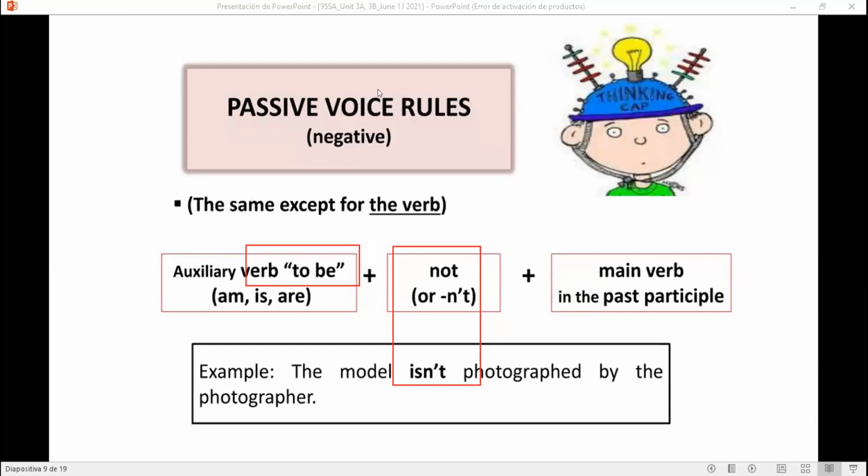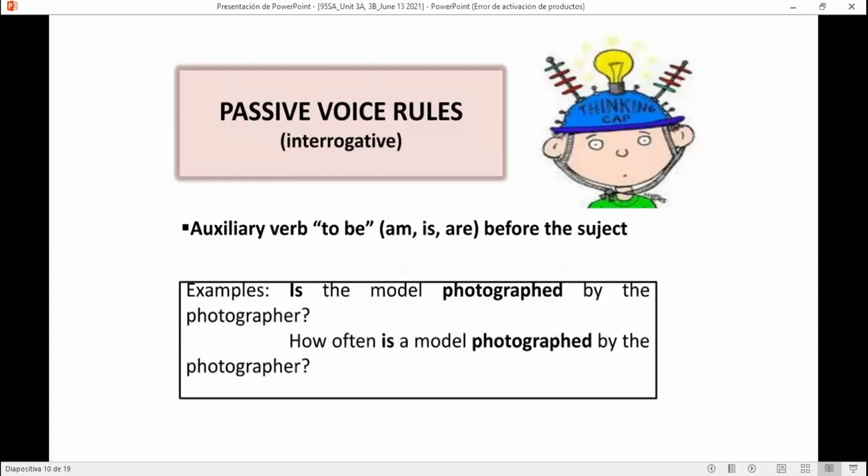And when you are asking, ¿sí? Y para hacer una pregunta, lo único que cambiamos es la posición, como si ustedes estuvieran haciendo cualquier otra pregunta. En este caso, el verbo to be actuaría como auxiliar, es decir, iría al inicio. Luego utilizaríamos el complemento, que actúa en este caso o hace las veces de sujeto. Y luego vamos a ocupar, no nos olvidemos, del verbo to be.